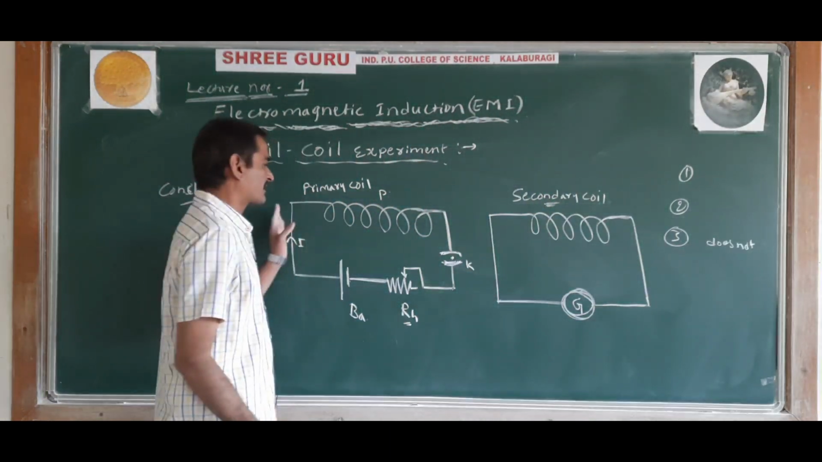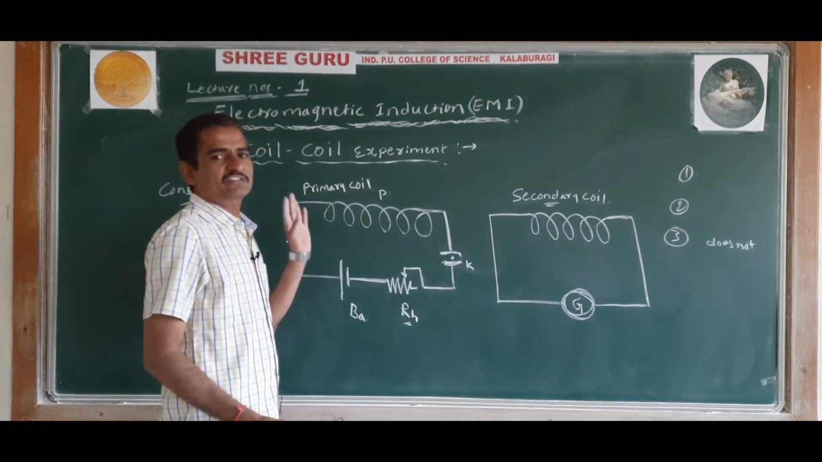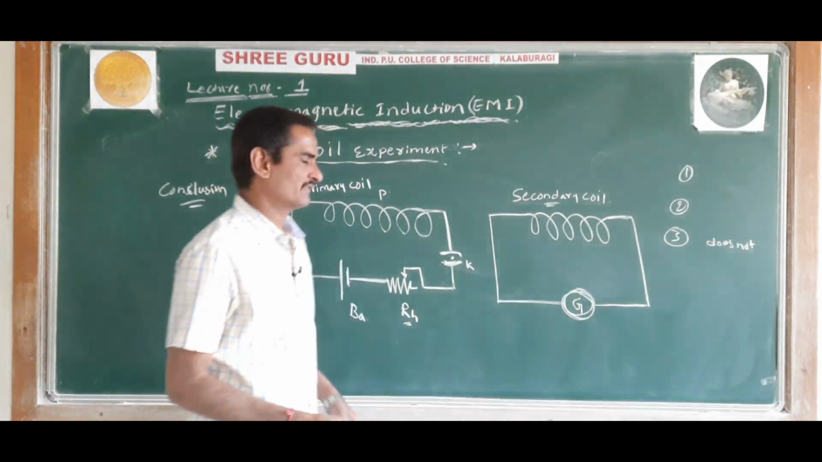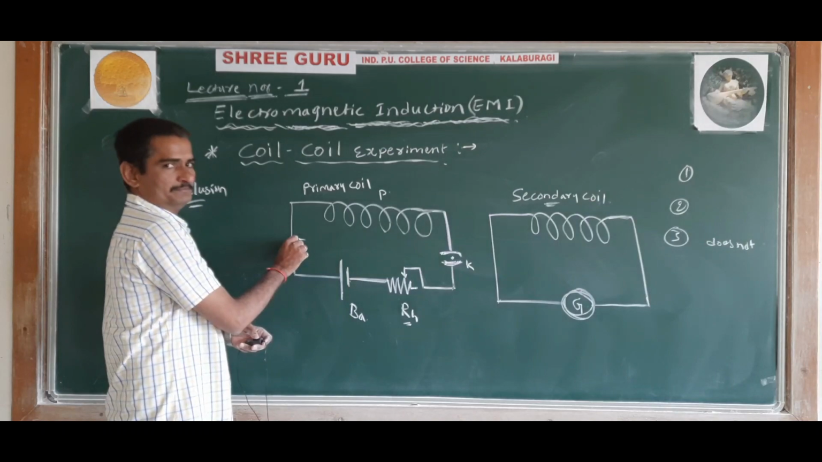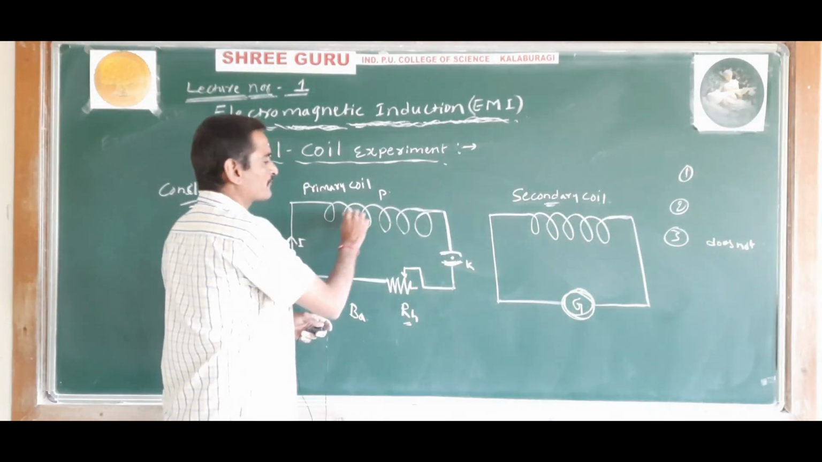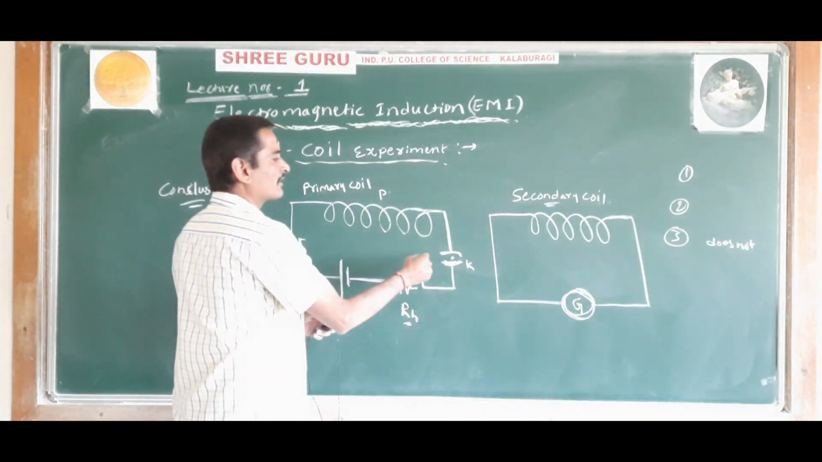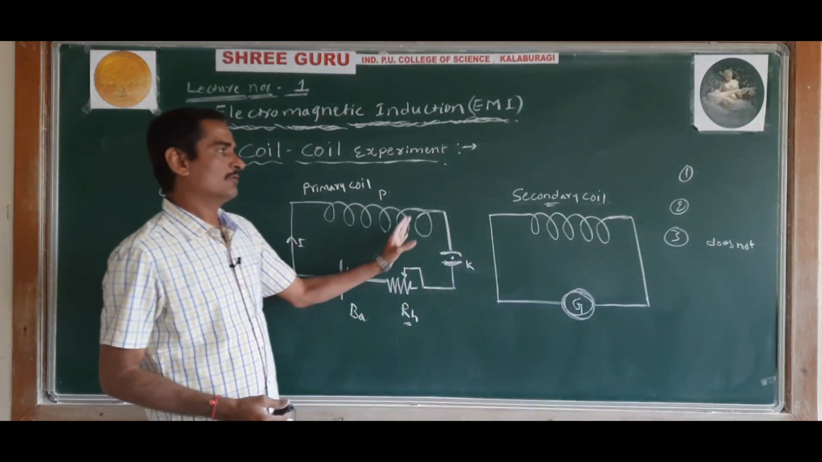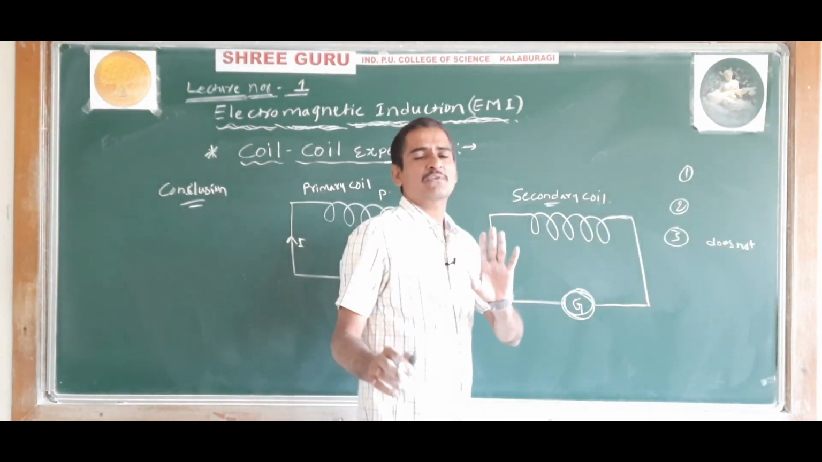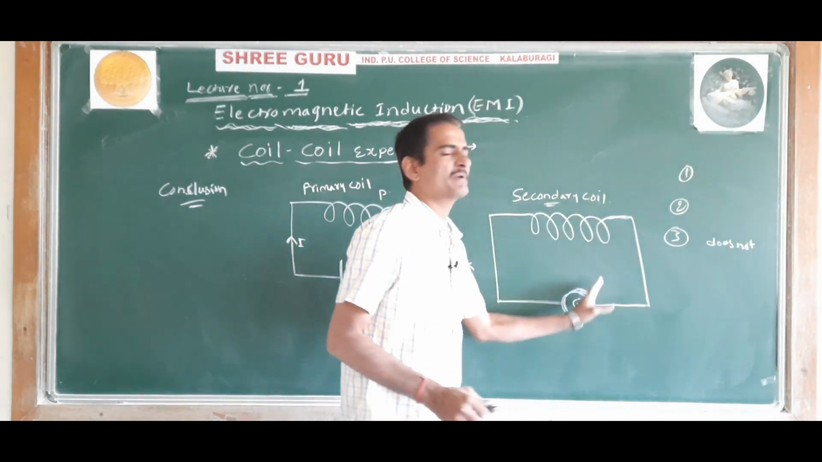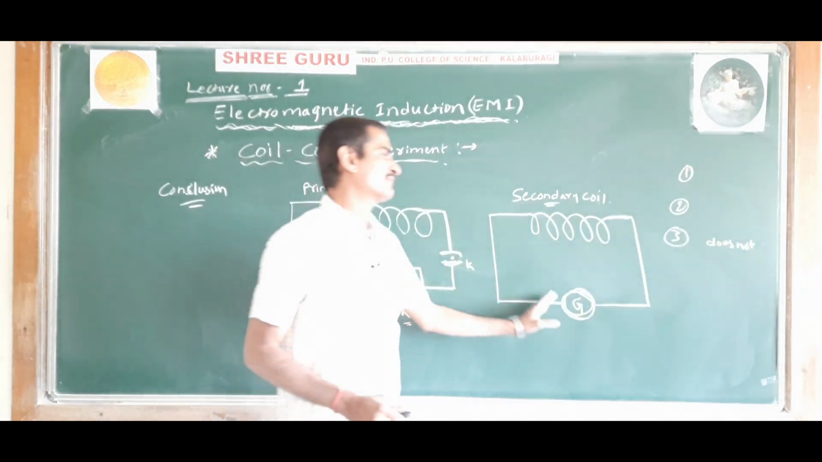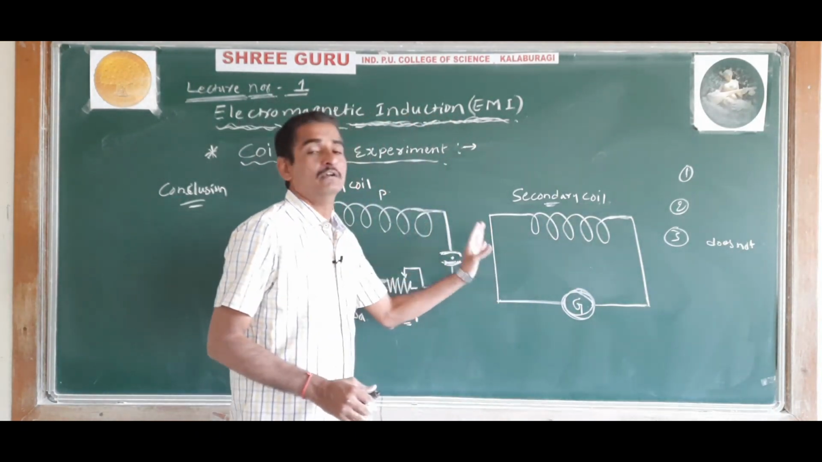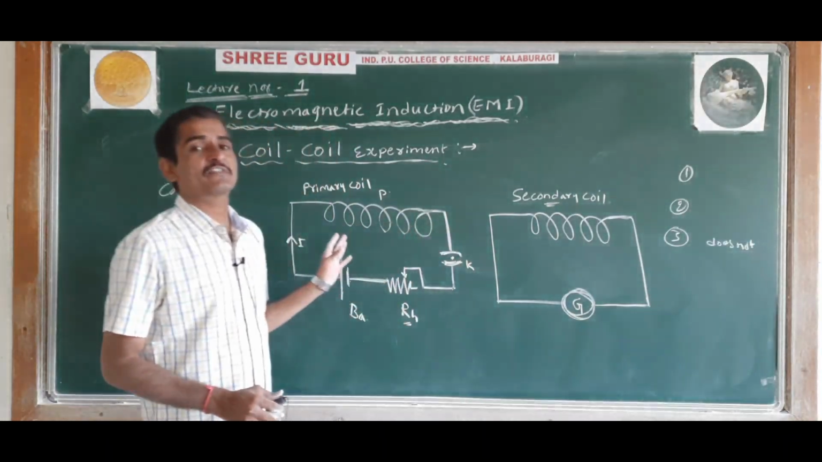We observe that when the current flowing through the primary coil is constant, that is neither increasing nor decreasing, then the galvanometer shows zero deflection. That means when the current is uniform, the magnetic flux associated with the coil will be constant. As a result, the magnetic flux is not changing, so no induced EMF will be there. EMF is induced in the secondary coil only when there is a change in the magnetic flux.